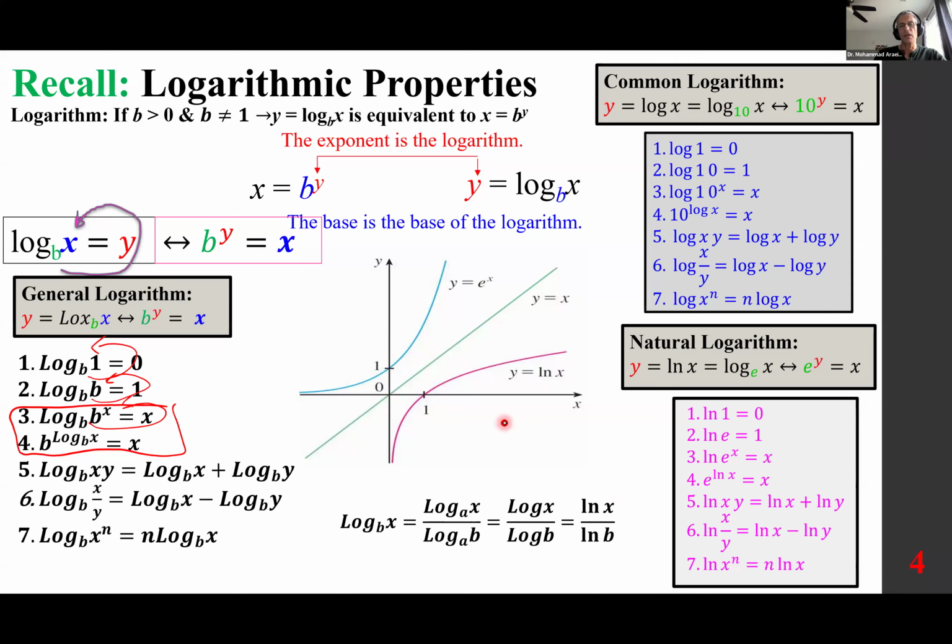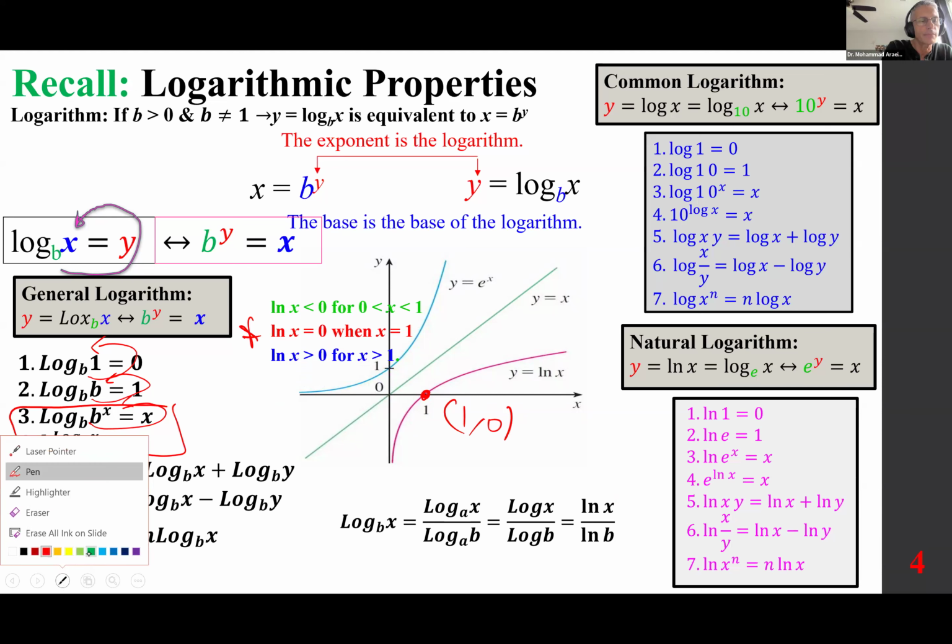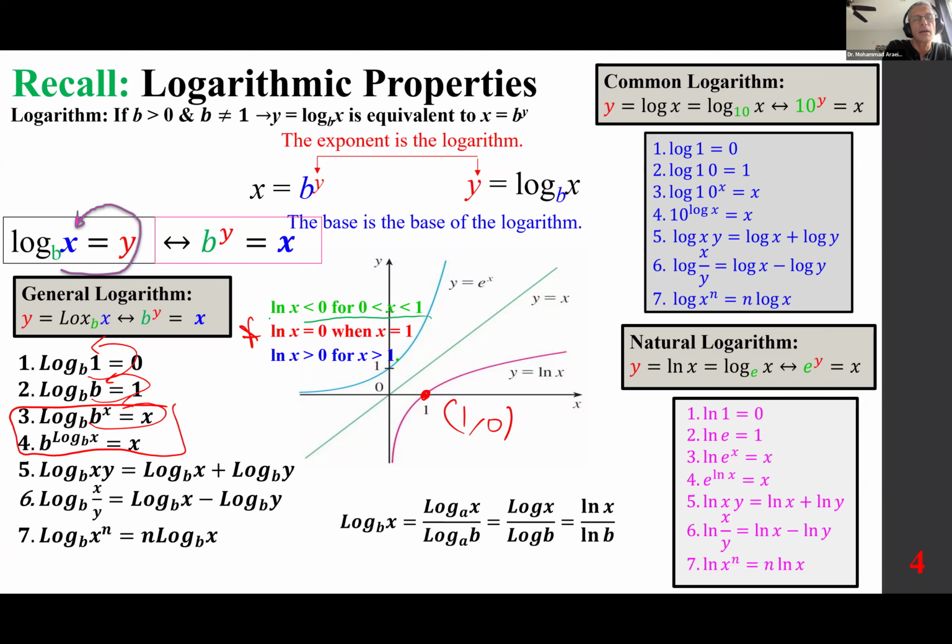As you look at this graph, you should recognize the following. That means if I start with the first one, this point has coordinates 1, 0. ln of x is negative when x is between 0 and 1. It's referring to this portion of the graph. ln of x is positive when x is larger than 1. It refers to this portion of the graph. So pretty straightforward.